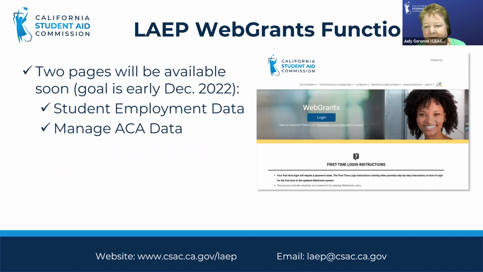So coming soon, hopefully phase 1 within the next couple of weeks, we're going to have 2 pages available. The first one is the student employment data. There you'll be able to enter the demographics about your student, the LAEP criteria and eligibility, and you'll also be able to enter employer data and hopefully at some point enter wages earned and LAEP funds used. And the second page is a way to just track your ACA data, so you'll be able to just input your expenses as you use the money.